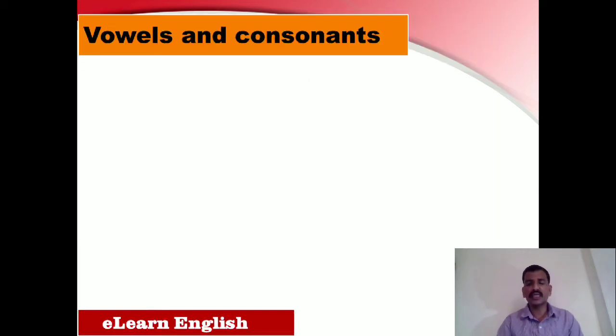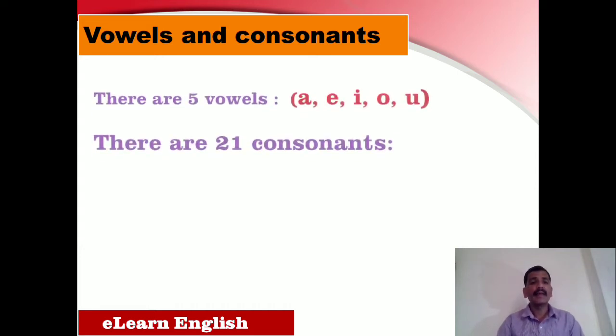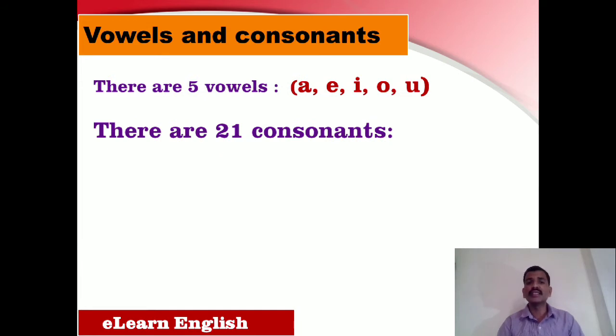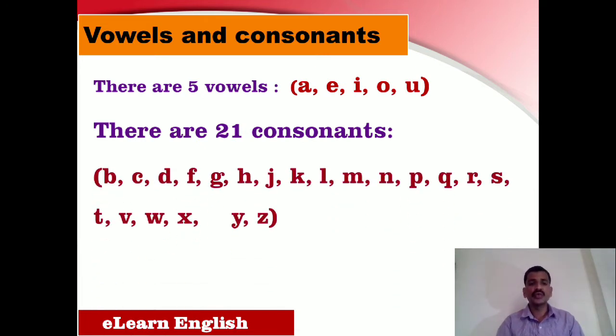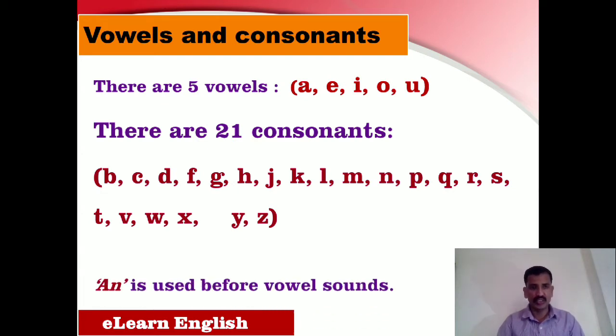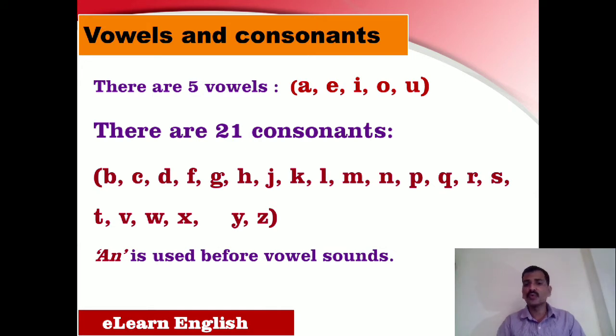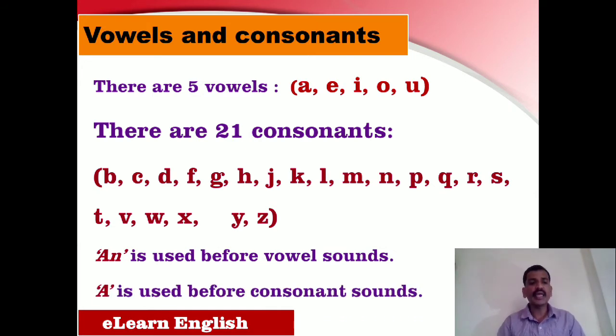Now let us try to understand one by one. But before going to see the uses of articles, we'll try to understand vowels and consonants. There are 5 vowels in English: A, E, I, O, U, and there are 21 consonants. Excluding A, E, I, O, U, the remaining 21 letters are called consonants. Now, an is used before a vowel sound, and the article a is used before a consonant sound. Try to understand. It is a very basic and important use of articles a and an.